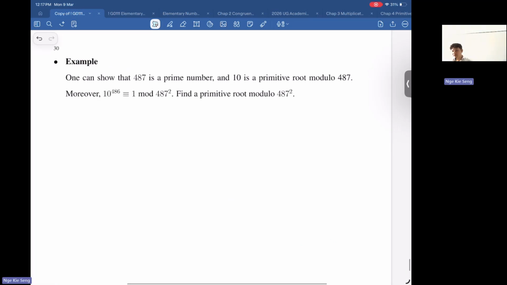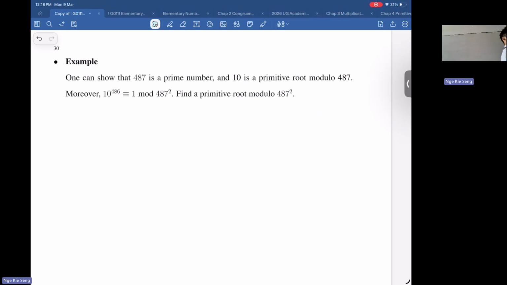Okay, so one can show that 487 is a prime number, and 10 is a primitive root mod 487. Moreover, we know that 10 to the 486 is 1 mod 487 squared. Find a primitive root mod 487 squared. Actually, for all these statements, you should know how to check them. First, 487 is a prime number. Do you know how to check it? You take the square root, the nearest perfect square, and try dividing, and you find that it's not divisible by all the primes less than that square root.